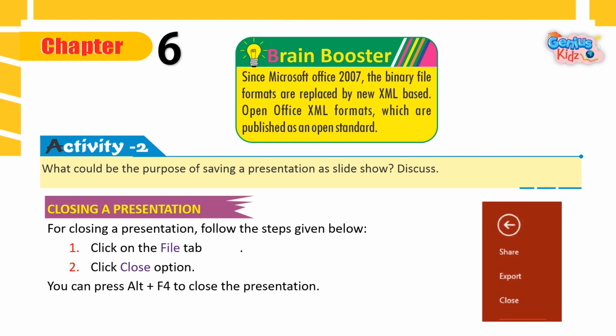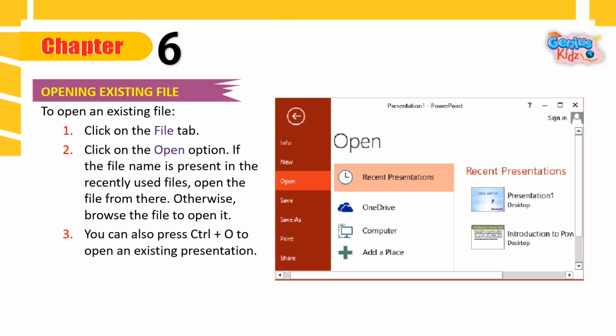Closing a presentation. For closing a presentation, follow the steps given below. 1. Click on the File tab. 2. Click the Close option. You can press Alt plus F4 to close the presentation. Opening an existing file. To open an existing file, 1. Click on the File tab. 2. Click on the Open option. If the file name is present in the recently used files, open the file from there. Otherwise, browse the file to open it. 3. You can also press Ctrl+O to open an existing presentation.